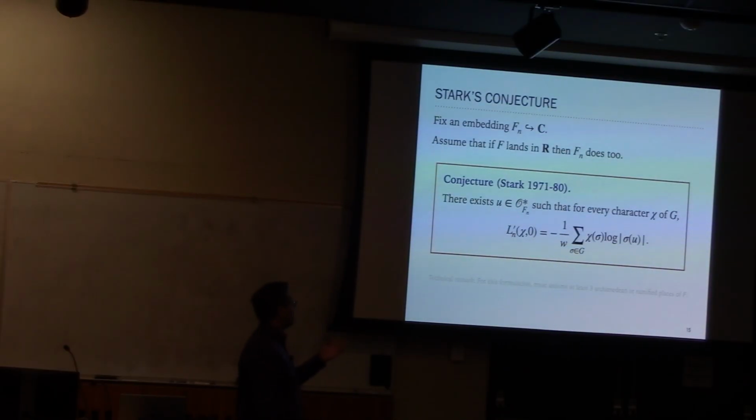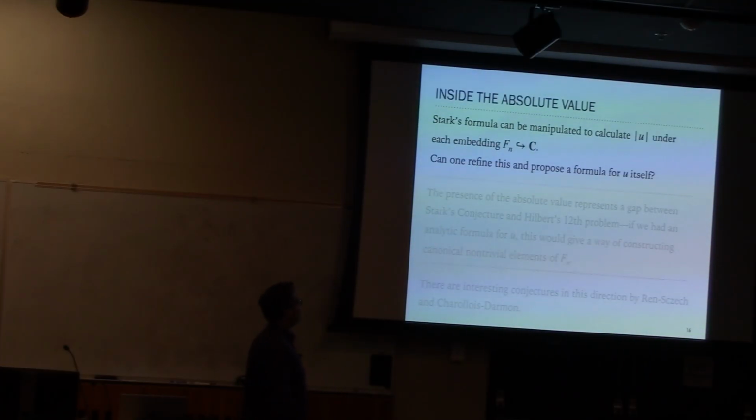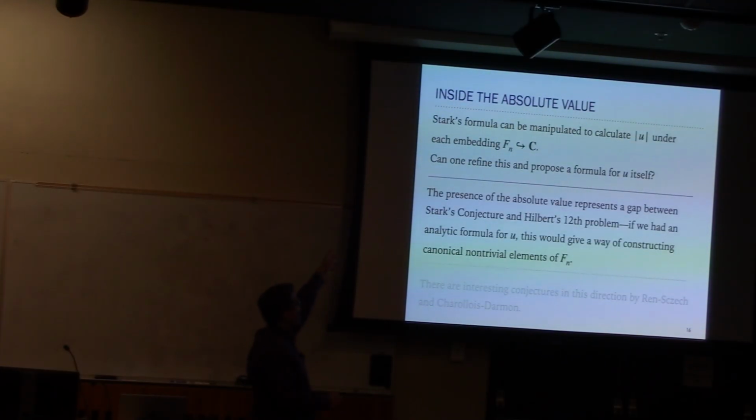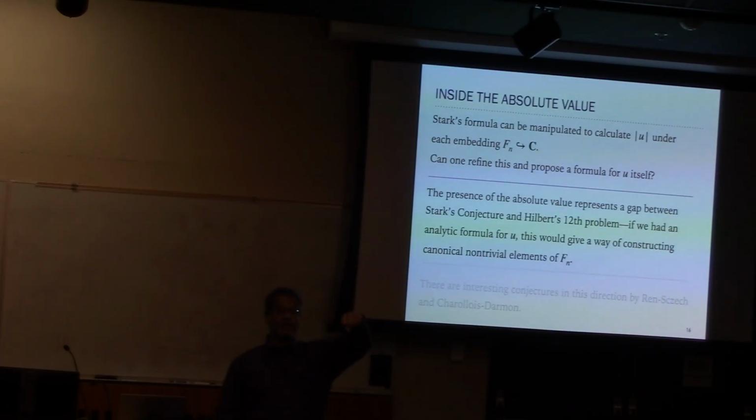And first, if you fix one embedding of your field into the complex numbers, like what you've done, then if sigma is the identity, you're basically just getting the absolute value of u, right? So what would be really nice is to not just get the absolute value of u, but to get u itself, right? Because then I'd have an actual formula. So it'd be like, oh, the j function evaluated at some point in the upper half plane. I'd get an actual formula for the number I cared about, this number that's living in this extension field, right?